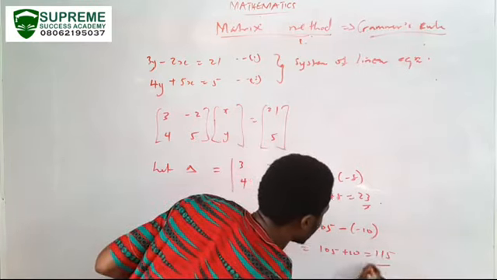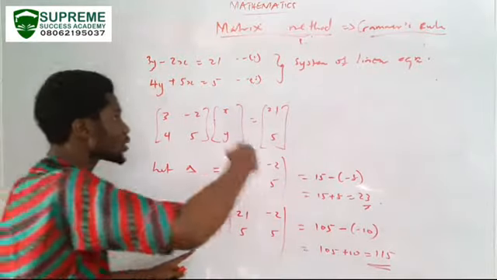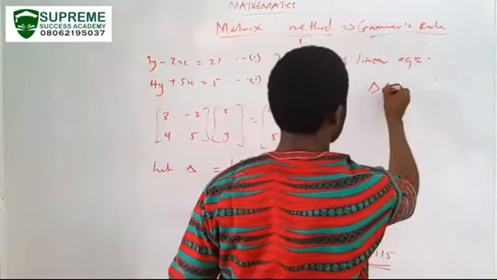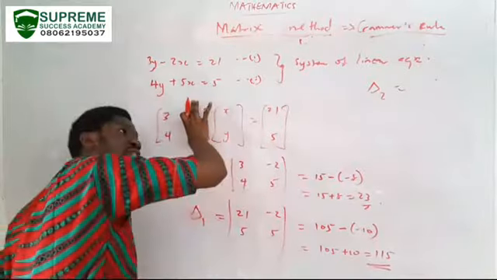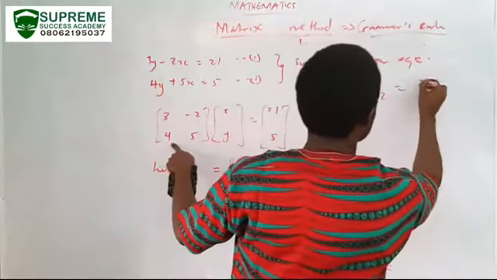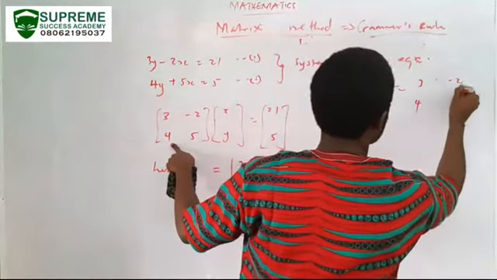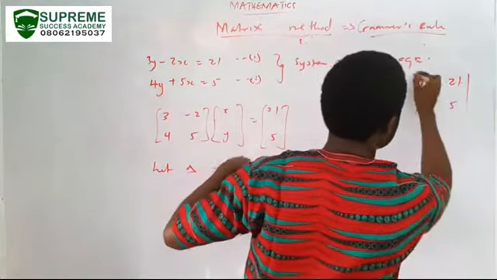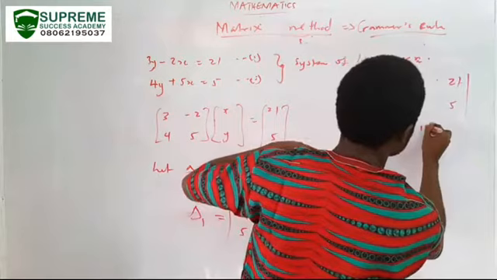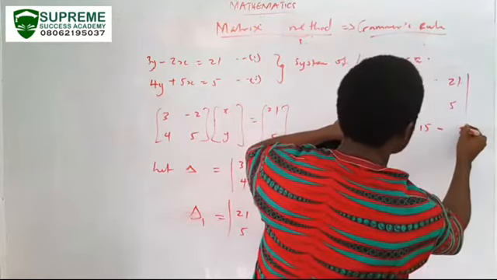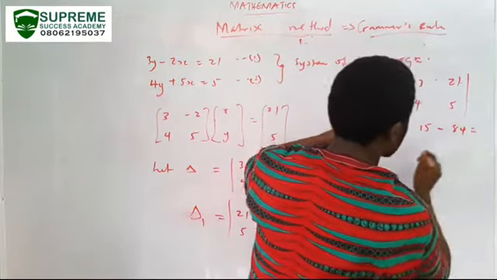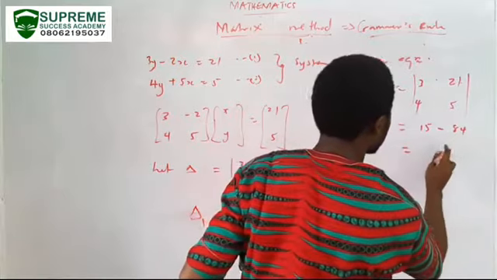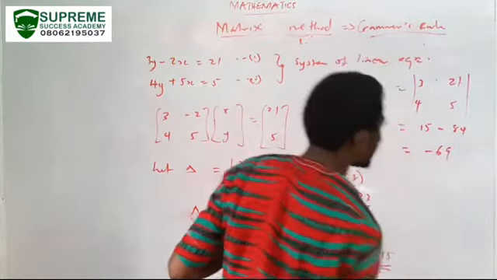That's 115. Good. You also define your delta 2, you will take this and replace the second column. So what do you have? You have 3, 4, 21, 5, the determinant of that. And that will give us 15 minus 4 times this, that's 4, 8. And that gives us minus 69. I think we'll be using that.